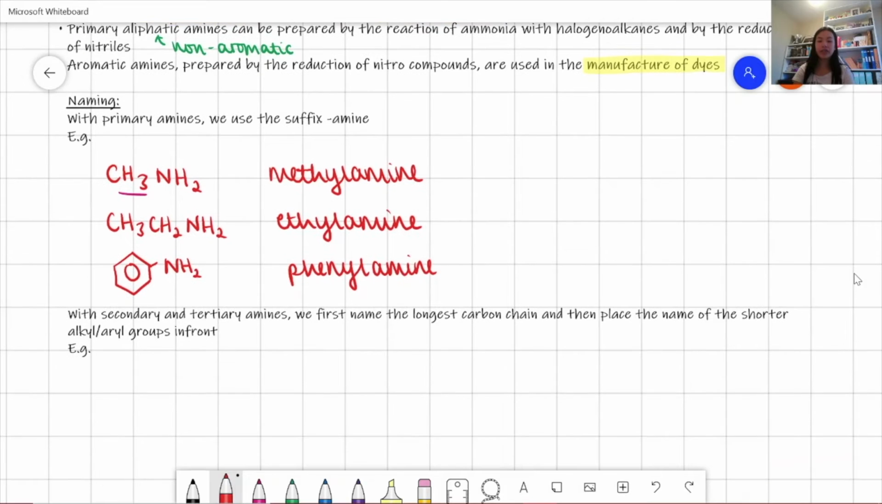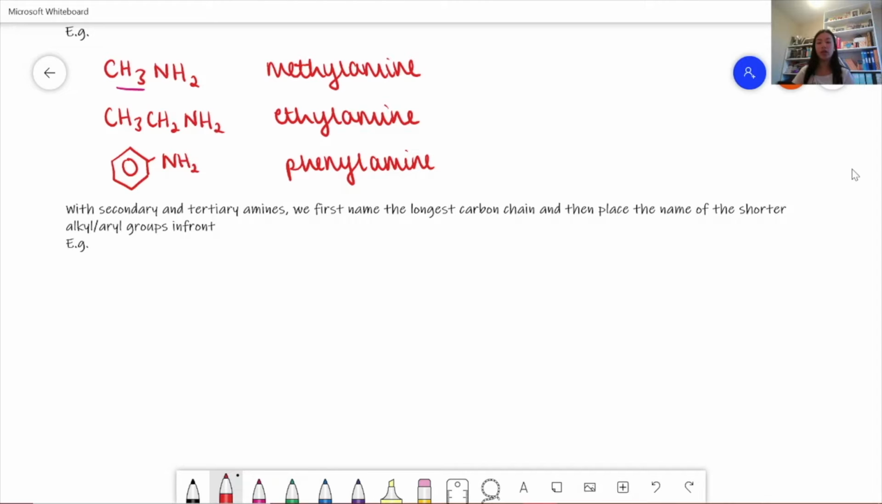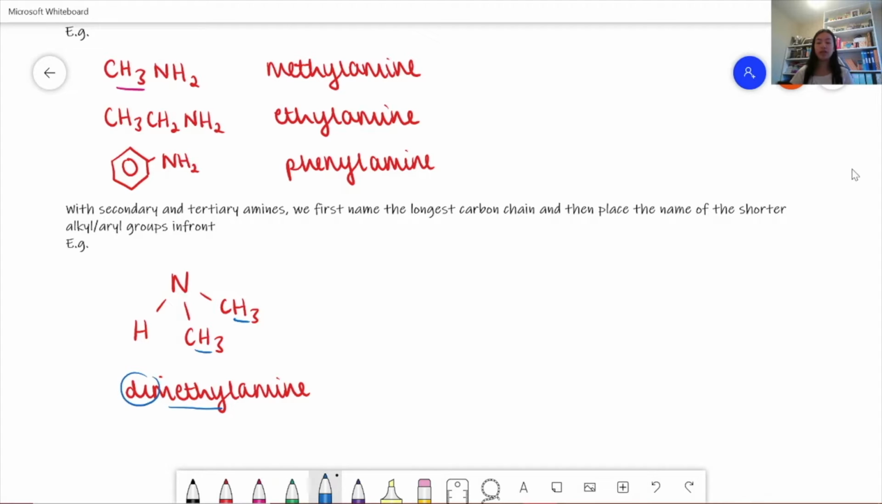With secondary and tertiary amines, we first name the longest carbon chain, and then place the name of the shorter alkyl or aryl group in front. And so, for example, we could have N that's attached to hydrogen, and then we have 2 methyl groups. So this would be called dimethylamine. Because the amine takes highest importance, and we have 2 of these methyl groups, and so that's why we use the prefix di.